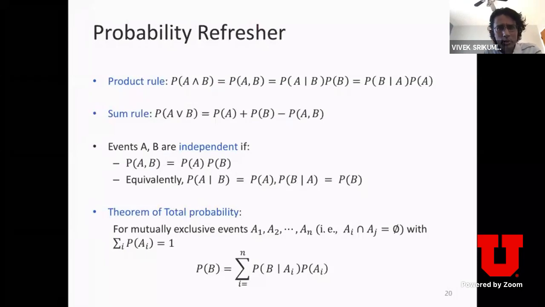I'm going to skip through this slide here. That's a probability refresher. This is just meant to be something that you already hopefully know, that the probability of A and B is the probability of A given B times the probability of B.